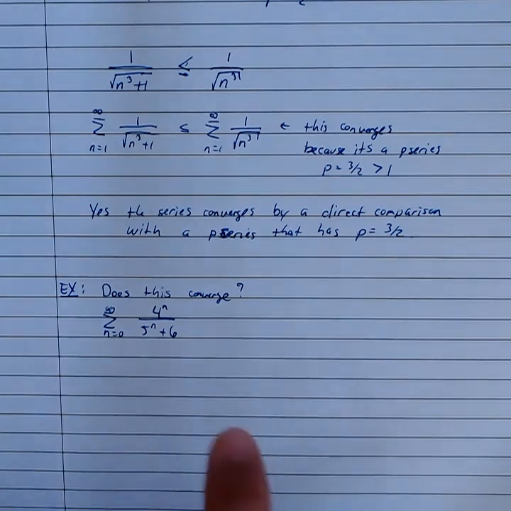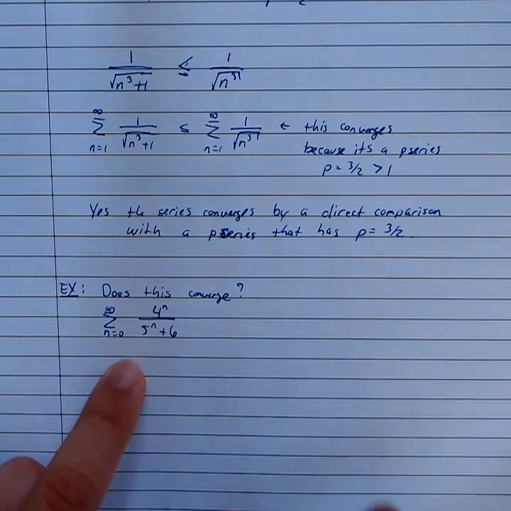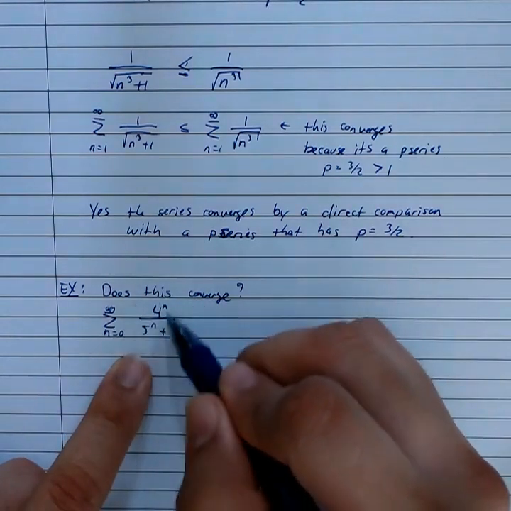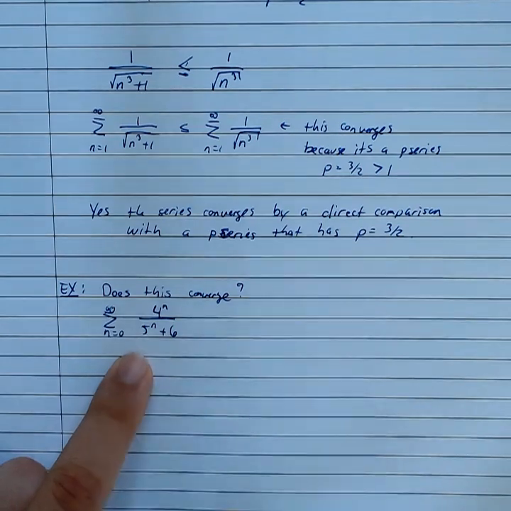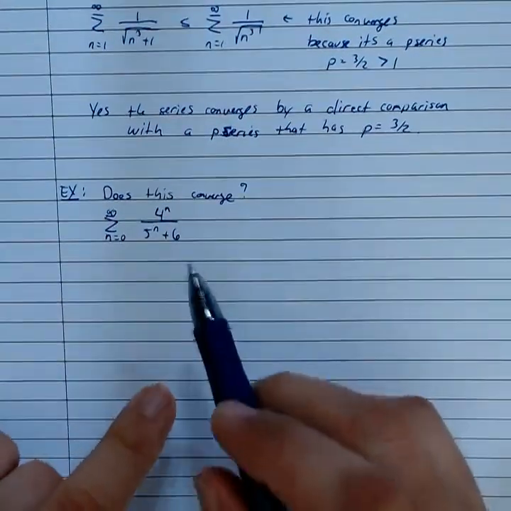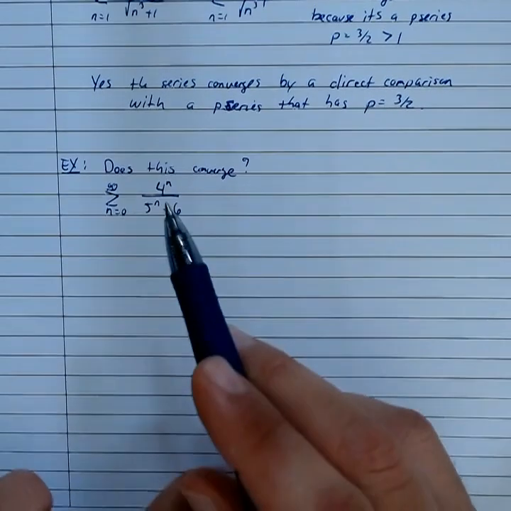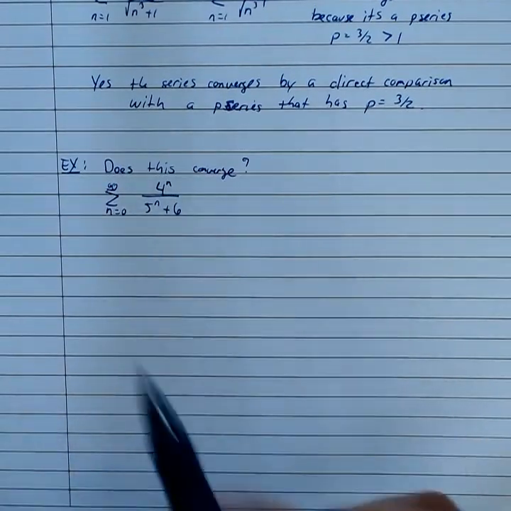All right, this really looks like a geometric series because this really looks like 4/5 to the nth power. But this extra 6 gets in my way. Okay, well, let's get rid of that extra 6 there. Can you get rid of it? Well, no. But we can compare it to something that doesn't have it.